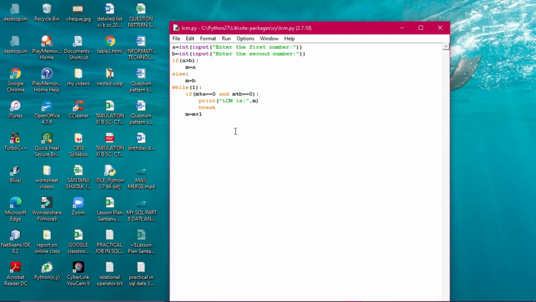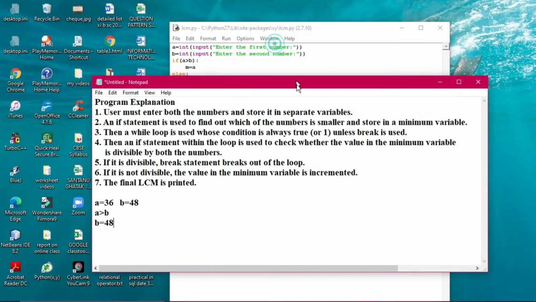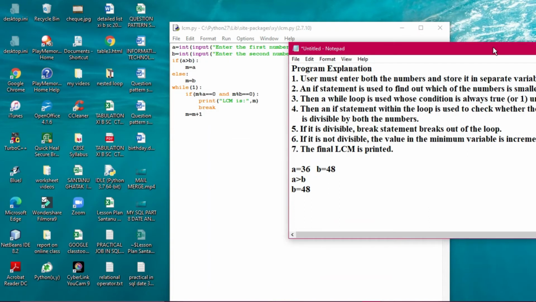Say for example you have taken two values, a equals 36 and b equals 48. Is a greater than b? No, that is false. Then b, which is 48, will be the minimum value and will be stored into m. So m equals 48.